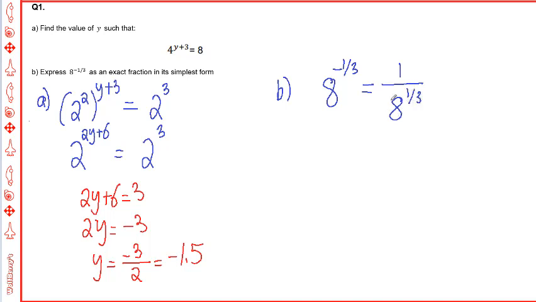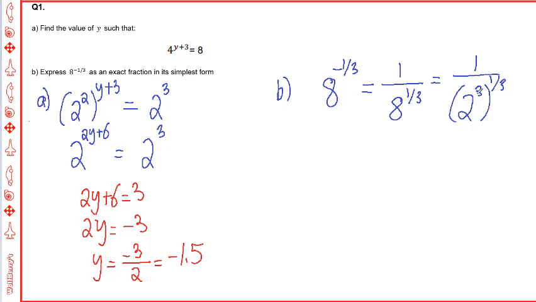Now again, how do you make 8 into a simpler number? Straight away, always think 8 is 2 to the power 3, all to the power 1 over 3. That is the same as that. 8 is 2 to the power 3, all to the power 1 over 3.